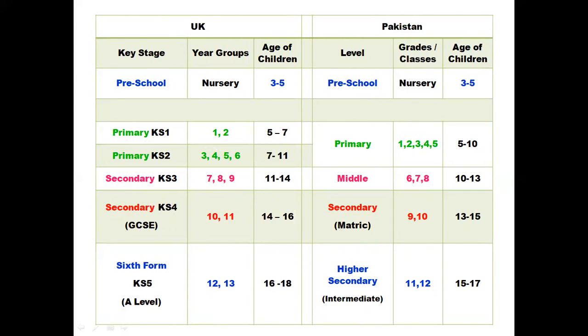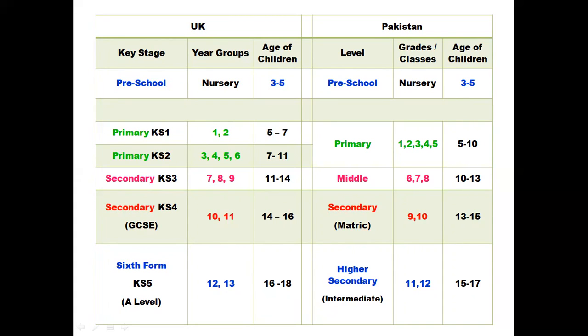Let's look at some of the differences and similarities in the education system of both of these countries. Right, so starting with preschool, I would say it's very similar. Preschool is very similar because it's for the ages between 3 and 5, and this is not part of compulsory education. In the UK, primary is divided into two key stages, key stage 1 and key stage 2, and key stage 1 has year groups 1 and 2, while key stage 2 has year groups 3, 4, 5, and 6.